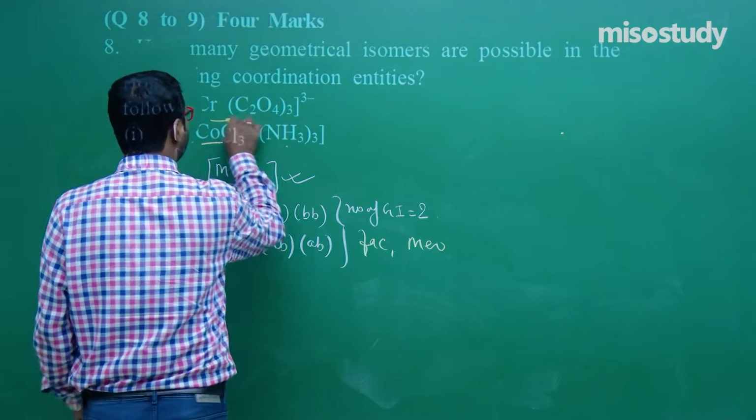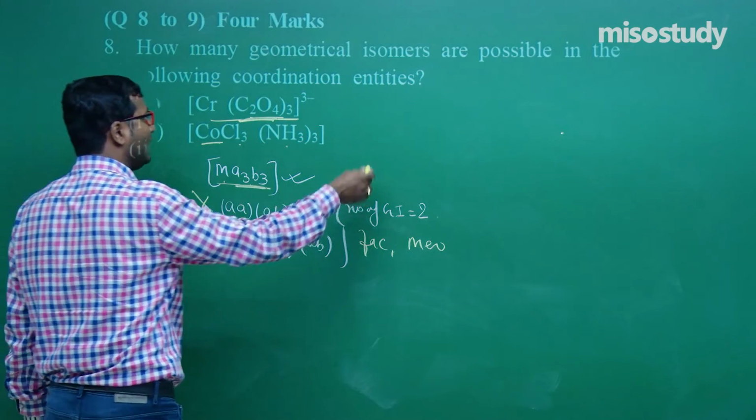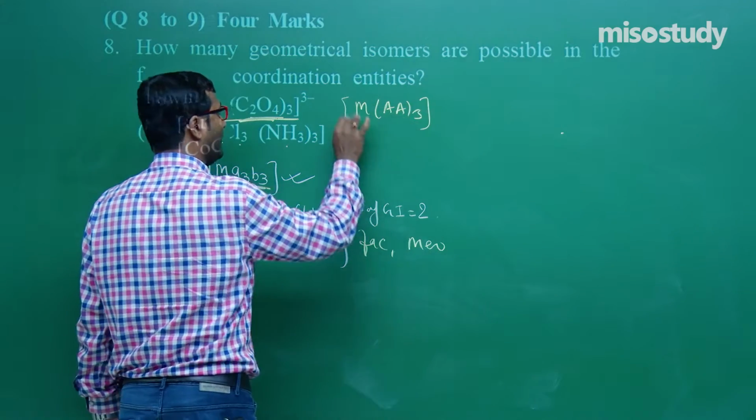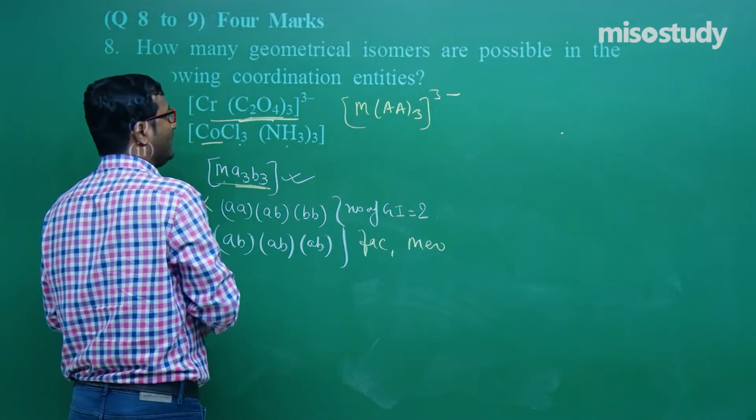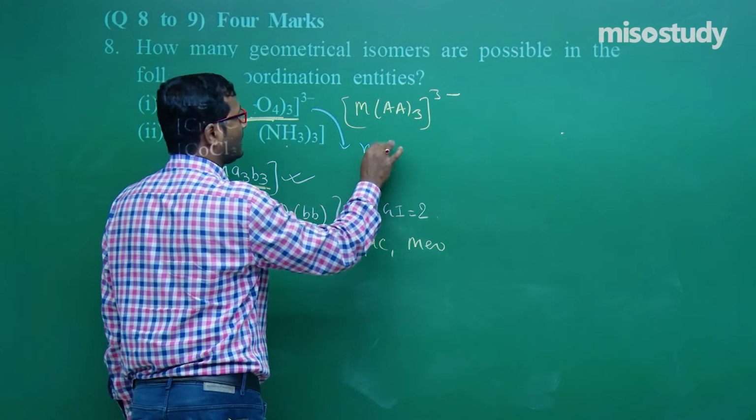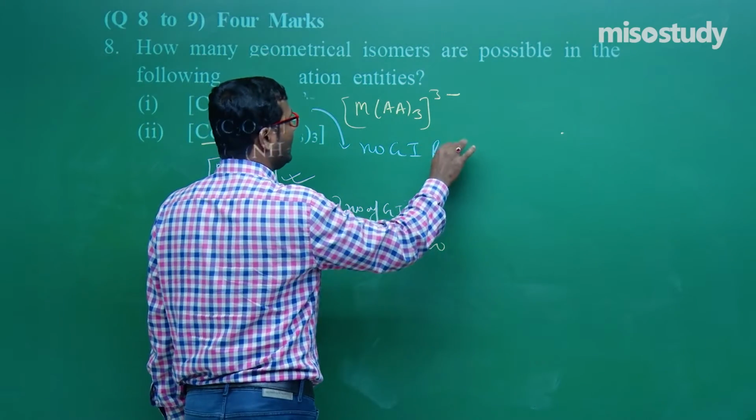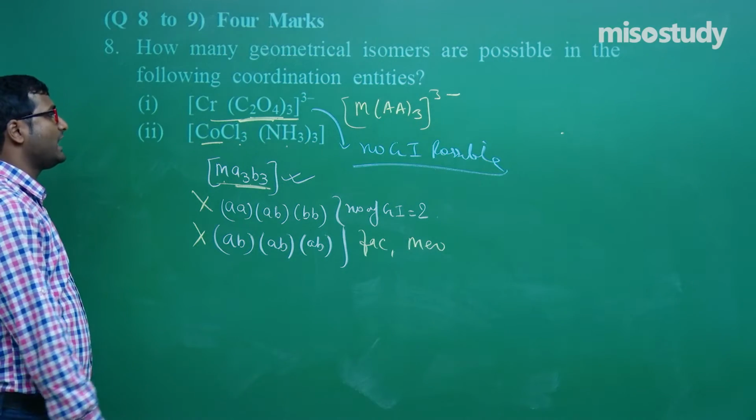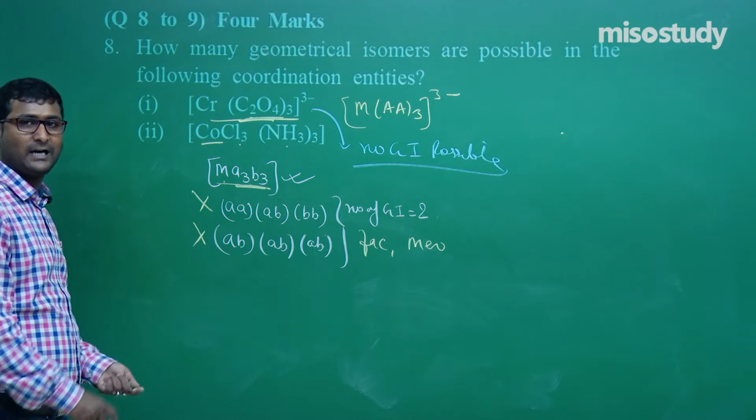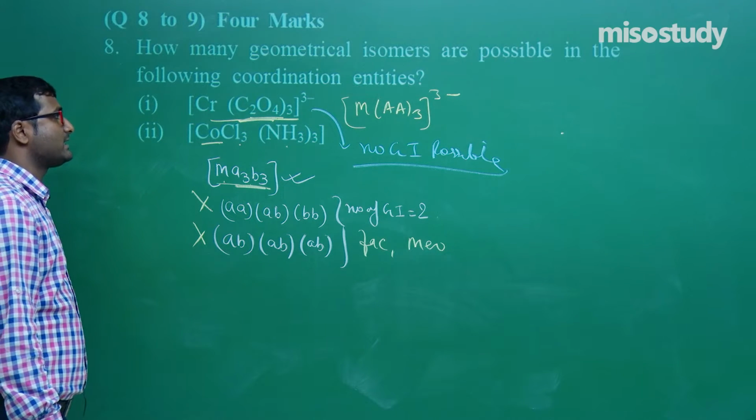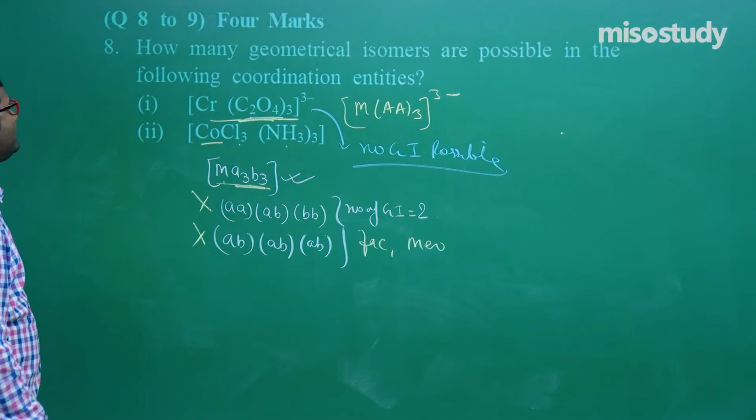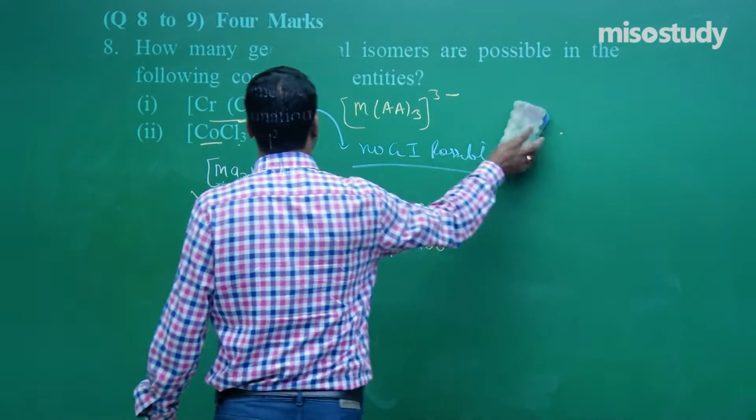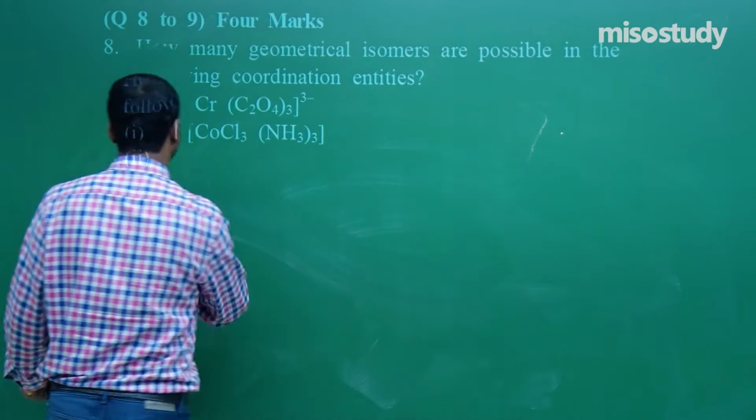Now Cr(en)2... C2O4. Here this is MAA3. If the formula is MAA3, it will not show geometrical isomerism. No GI is possible in this case, my friend. Clear? This is the case. No GI is possible. That is the oxalate ion. Am I right? Yes, sir. You are absolutely right here. Now let's move to the next question. What is given here? Wait for a moment.